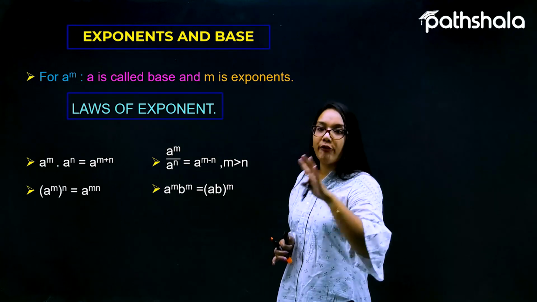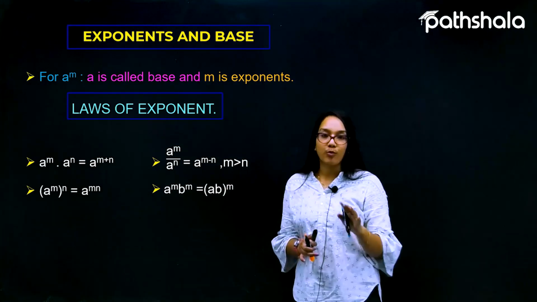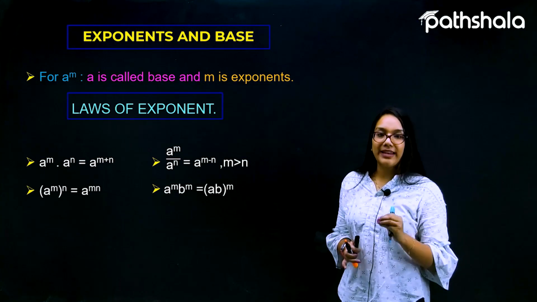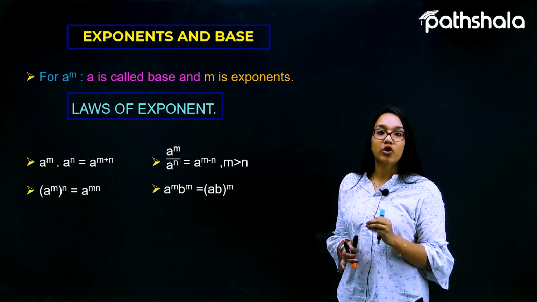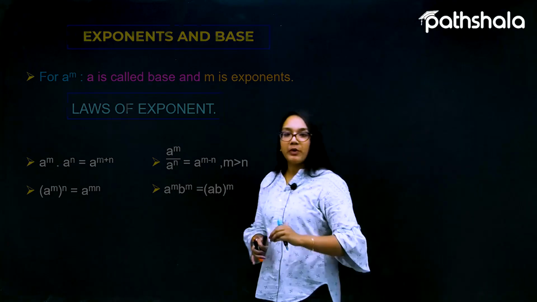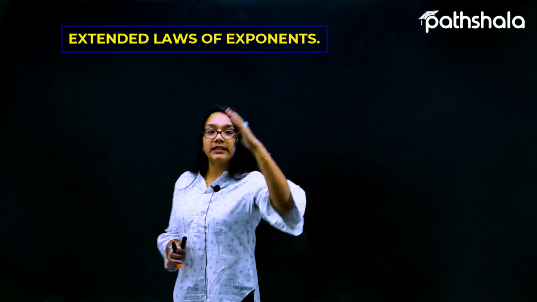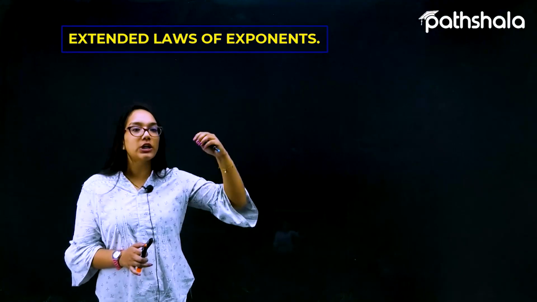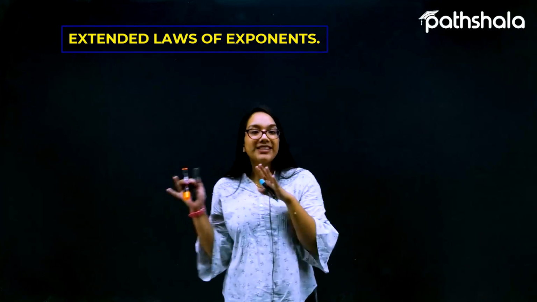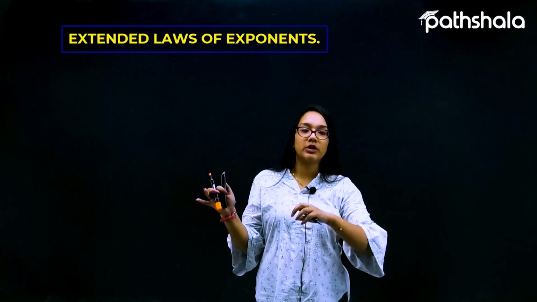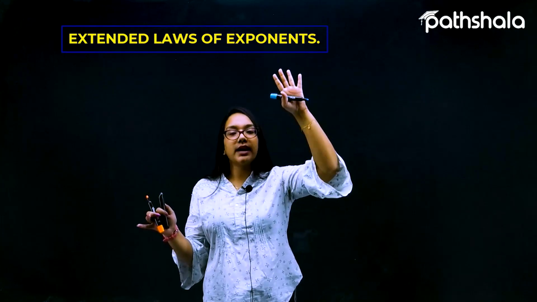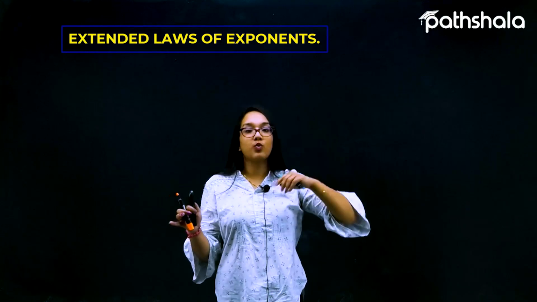So these are the four laws of the exponents with the help of which we can solve any question on the laws of the exponents for real numbers. Let's move on further. Next we'll talk about the extended laws of the exponents. What are the extended laws of the exponent? Those four were the basic laws of the exponents, which we have already discussed, but these are the extended laws of the exponents. What are those?